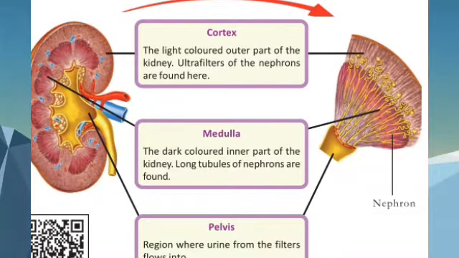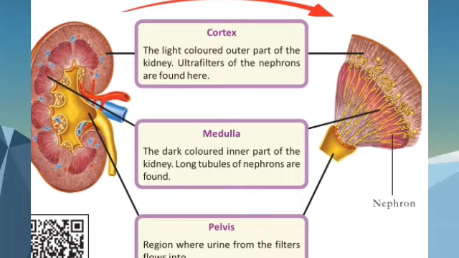Today we are going to discuss the structure of the kidney. It consists of mainly three important parts: cortex, medulla, and pelvis. Three areas you can see here: cortex, medulla and pelvis. The cortex is the light colored outer part of the kidney.